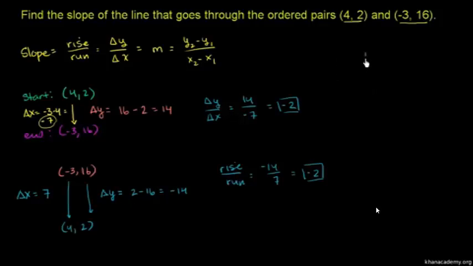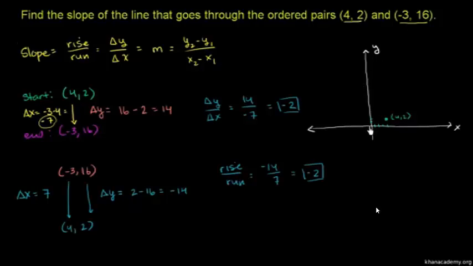Let me just do a quick graph here just to show you what a downward slope would look like. So let me draw our two points. So this is my x-axis. That is my y-axis. So this point over here, 4, 2. So let me graph it. So we're going to go all the way up to 16. So let me save some space here. So we have 1, 2, 3, 4. So 4, 2 is right over here. Then we have the point -3, 16.